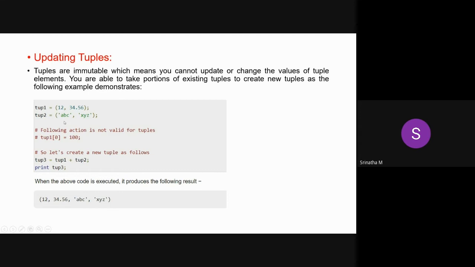The same thing holds good with strings. You can do concatenation of strings by using the plus, but you cannot modify any content in the string. Strings are again immutable. So this is the output you will get with this operation. When you print it, you will print these things.